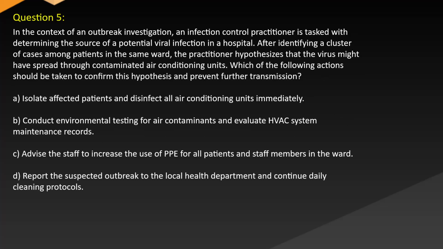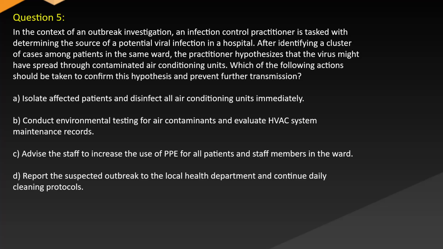Question 5. In the context of an outbreak investigation, an infection control practitioner is tasked with determining the source of a potential viral infection in a hospital. After identifying a cluster of cases among patients in the same ward, the practitioner hypothesizes that the virus might have spread through contaminated air conditioning units. Which of the following actions should be taken to confirm this hypothesis and prevent further transmission?